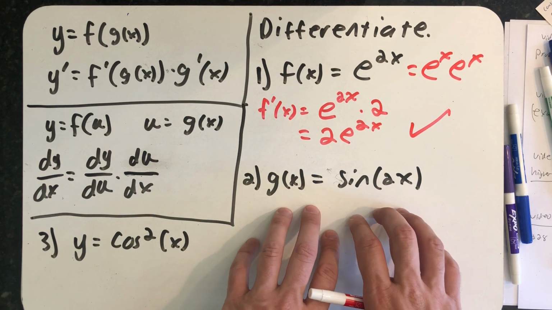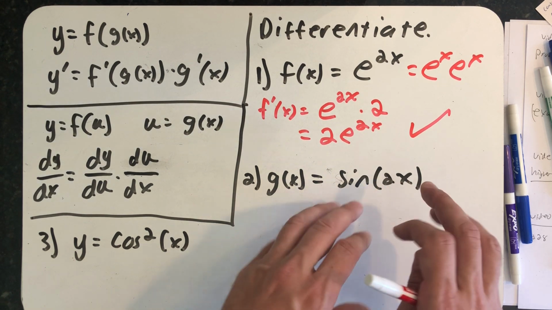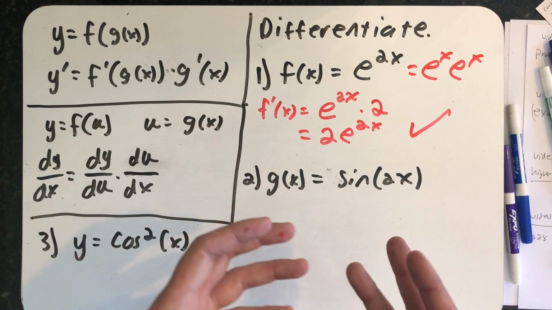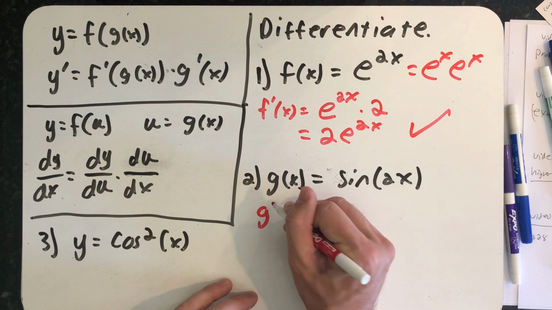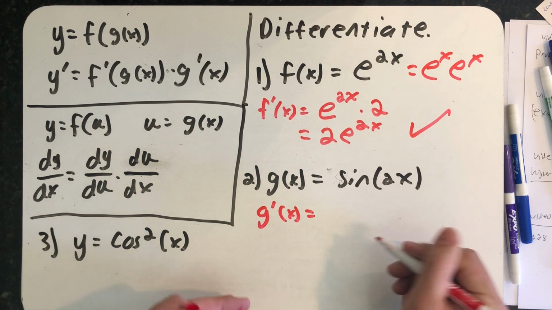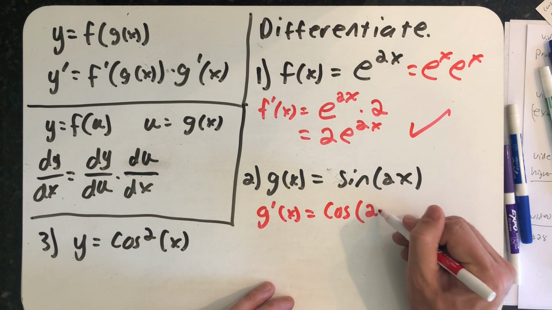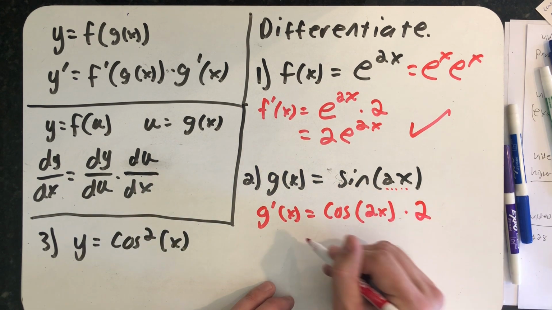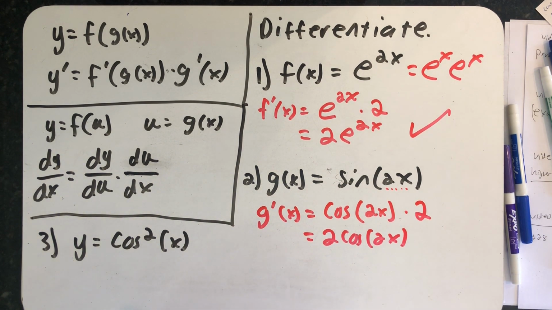All right, so now I come to g of x equals sine of 2x, and on the inside I see 2x, right? The original x has been replaced with 2x. So the outside function is sine, and the inside function is 2x. G prime, I take the derivative of the outside function. The derivative of sine is cosine. I leave the inside alone, and then I multiply by the derivative of the inside function, which is 2. So I get 2 cosine of 2x.